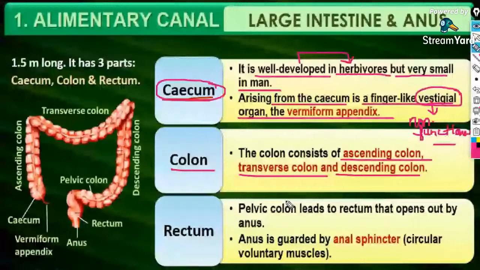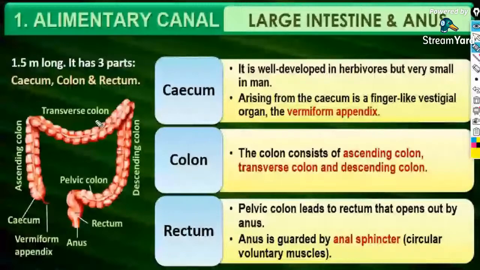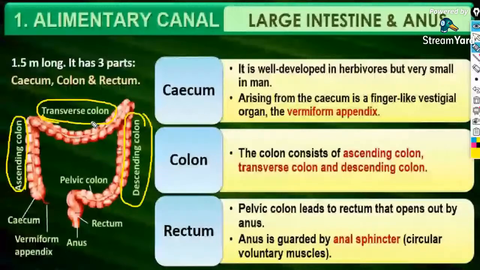So guys, in this large intestine, this upper portion is the ascending colon. This is the transverse colon. This is the descending colon. Is it clear? The colon consists of an ascending colon, a transverse colon, and a descending colon.